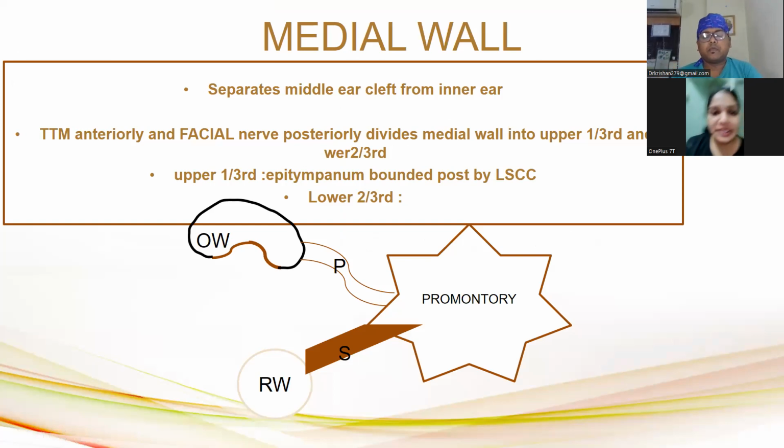Now moving towards the medial wall. This medial wall separates the middle ear cleft from the inner ear. As we know, going from the outer part, there is the external ear, middle ear, and the inner ear. So medial to the middle ear is the inner ear, and the tensor tympani muscle anteriorly and the facial nerve posteriorly divide the medial wall into the upper one third and the lower two third. The upper one third is the epitympanum, bounded posteriorly by the lateral semicircular canal, and then the lower two third part. See how there is a promontory, an oval window area, a round window area, and there is the ponticulus and the subiculum, which we have seen in the posterior part. You must be remembering that.